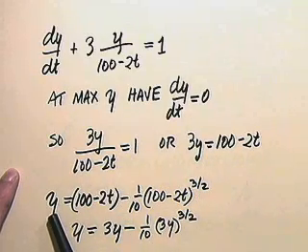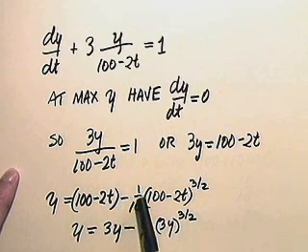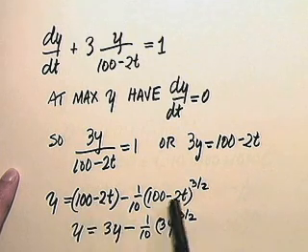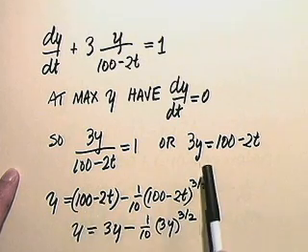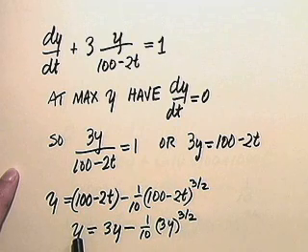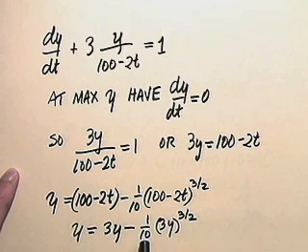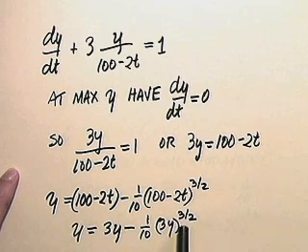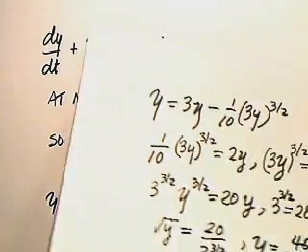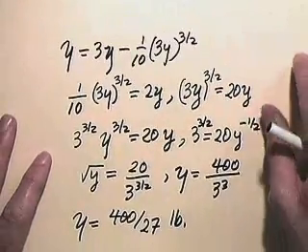So that means when we look at our equation for y, y is (100 minus 2t) minus 1/10 (100 minus 2t) to the 3/2. We can replace in each place here this quantity 100 minus 2t with the 3y, and that gives us a very simple equation for the maximum value of y. The y maximum satisfies y equals 3y minus 1/10 (3y) to the 3/2 power. And so we can solve that very easily for y.